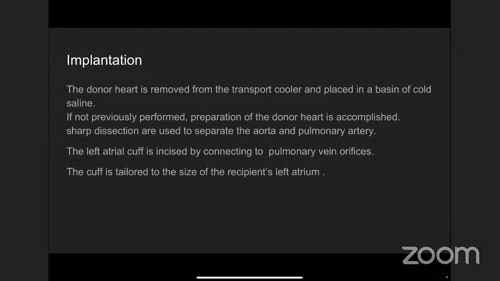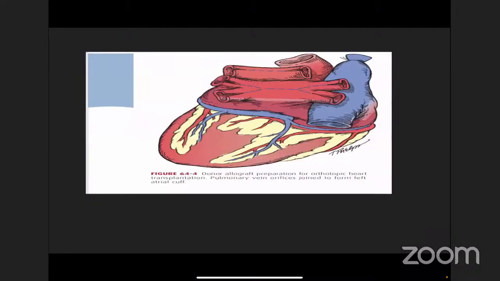The second part of the operation after preparation is implantation. The donor heart is removed from the transport collar and placed in a basin of cold saline. If not previously performed, preparation of the donor heart is accomplished. Sharp dissection separates the aorta from the pulmonary artery. The left atrial cuff is incised by connecting the pulmonary vein orifices. The cuff is tailored to the size of the recipient's left atrium. And this is the preparation of the allograft for heart transplantation.